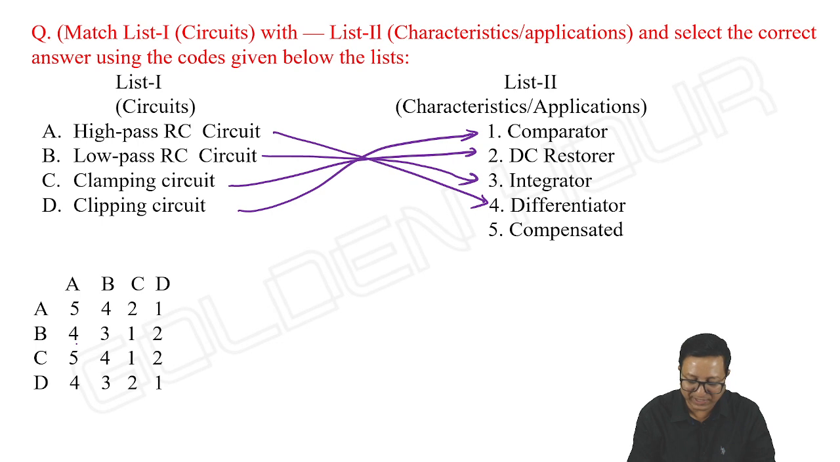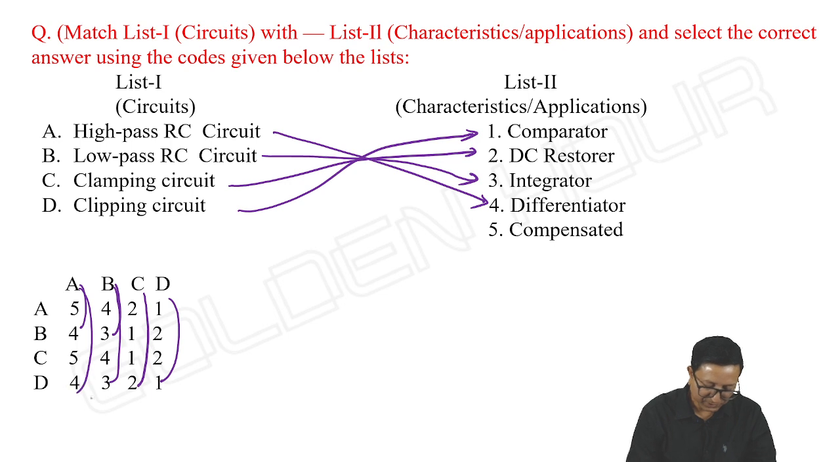Low pass circuit as integrator, B3, A4, B3. B and D, you see, A4, B3, even for D you have that, and C, clamper is a DC restorer. So C is correct here also, and D, clipping circuit or comparators. So this is correct. So all are correct for option D. D is the answer. That's it.